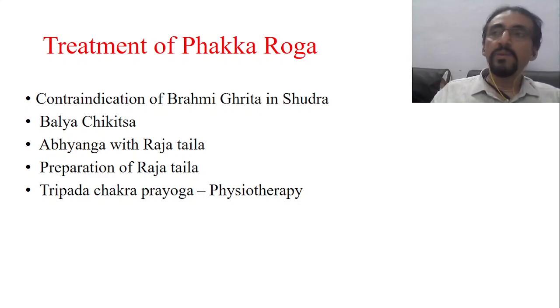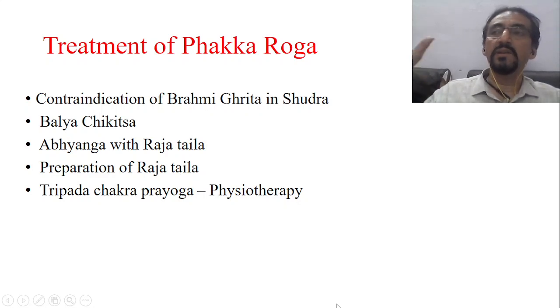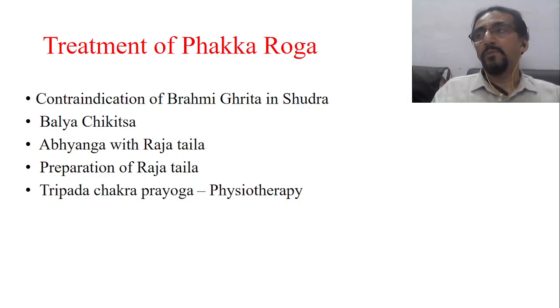There are some opinions. Brahmi Ghrita is the Medhya Ghrita, and there was the idea that only Brahmins should be intelligent, and others should not be intelligent. Personally, I don't agree with this particular argument, because the meaning of Brahmana, Kshatriya, Vaishya, Shudra itself is different. It's a psychological classification. Anyway, this is one important thing that we have to discuss.